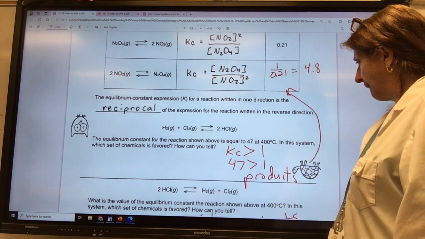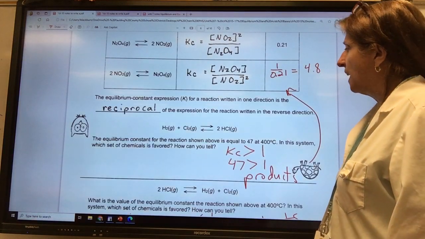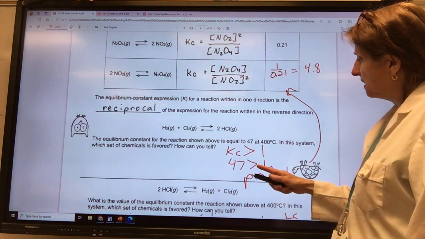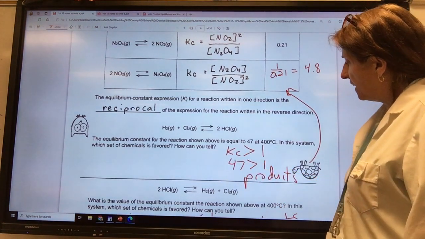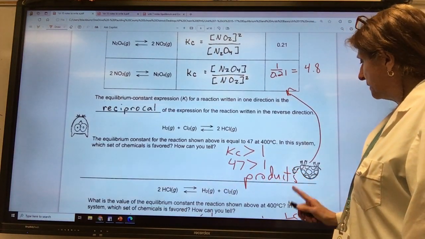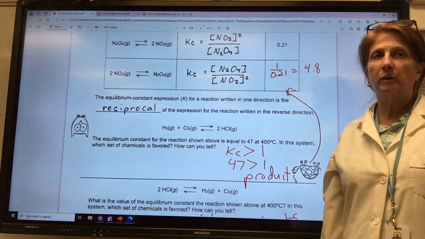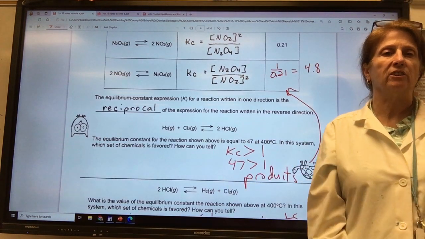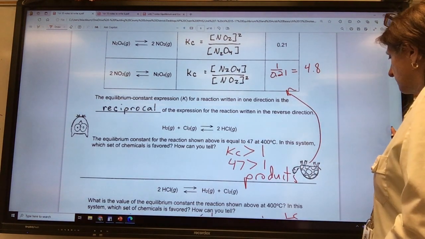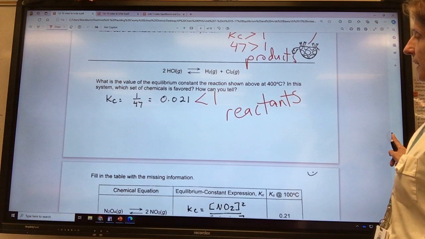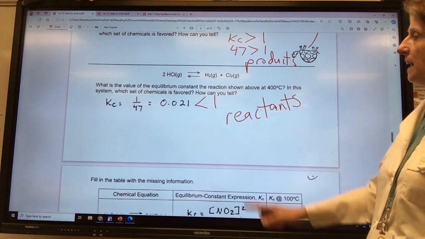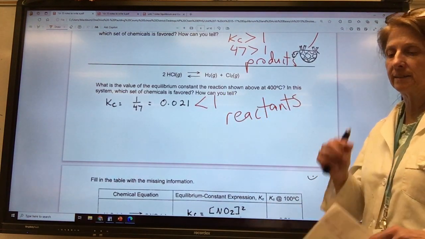So here we see the one above doesn't favor the products or the reactants. So Kc is greater than 1 because 47 is bigger than 1. So that means it favors the products. When it's big, it goes more toward completion. Okay? Feeling good about this still? Okay, and if we reversed it, then it's the reciprocal, and that's less than 1, and it would go toward the reactants.